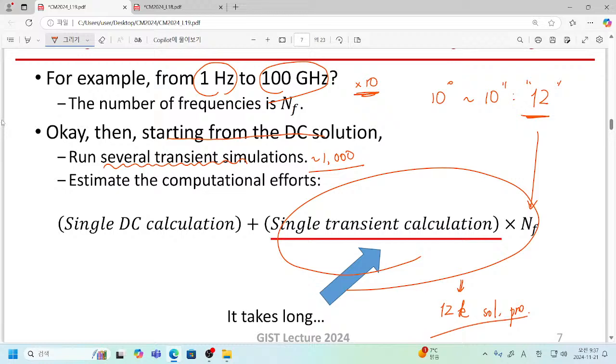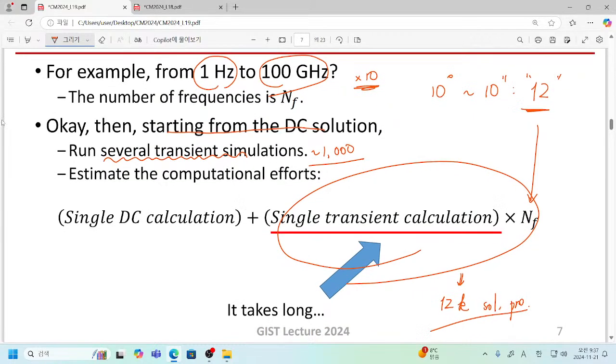Okay. Wow. Of course, a decade difference between neighboring points is a little bit coarse. So if you wanted to have a better resolution, then you have to have smaller steps between your neighboring frequency values, so it can easily exceed this number. Well, in order to calculate this DC solution, you had to spend your computational effort. Typically, the number of Newton iterations to get the solution is around a few or several 10 iterations.